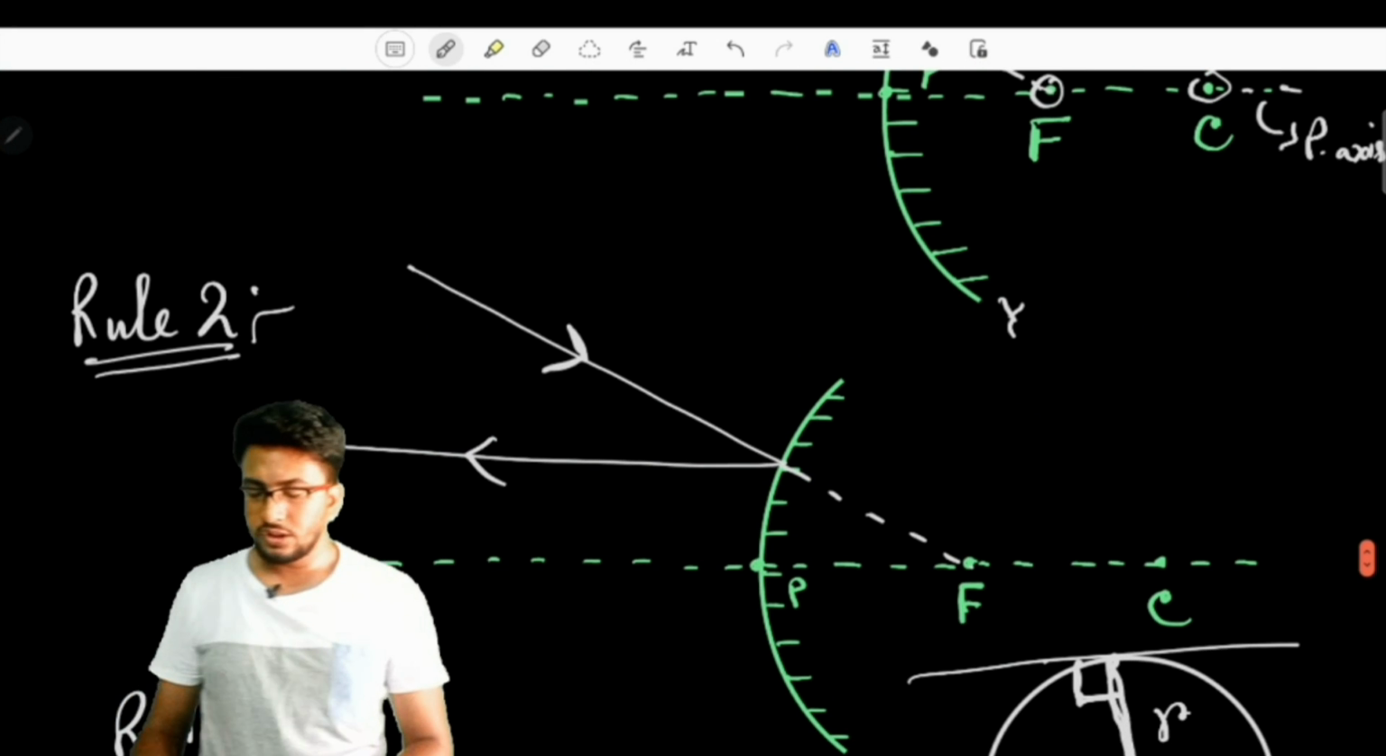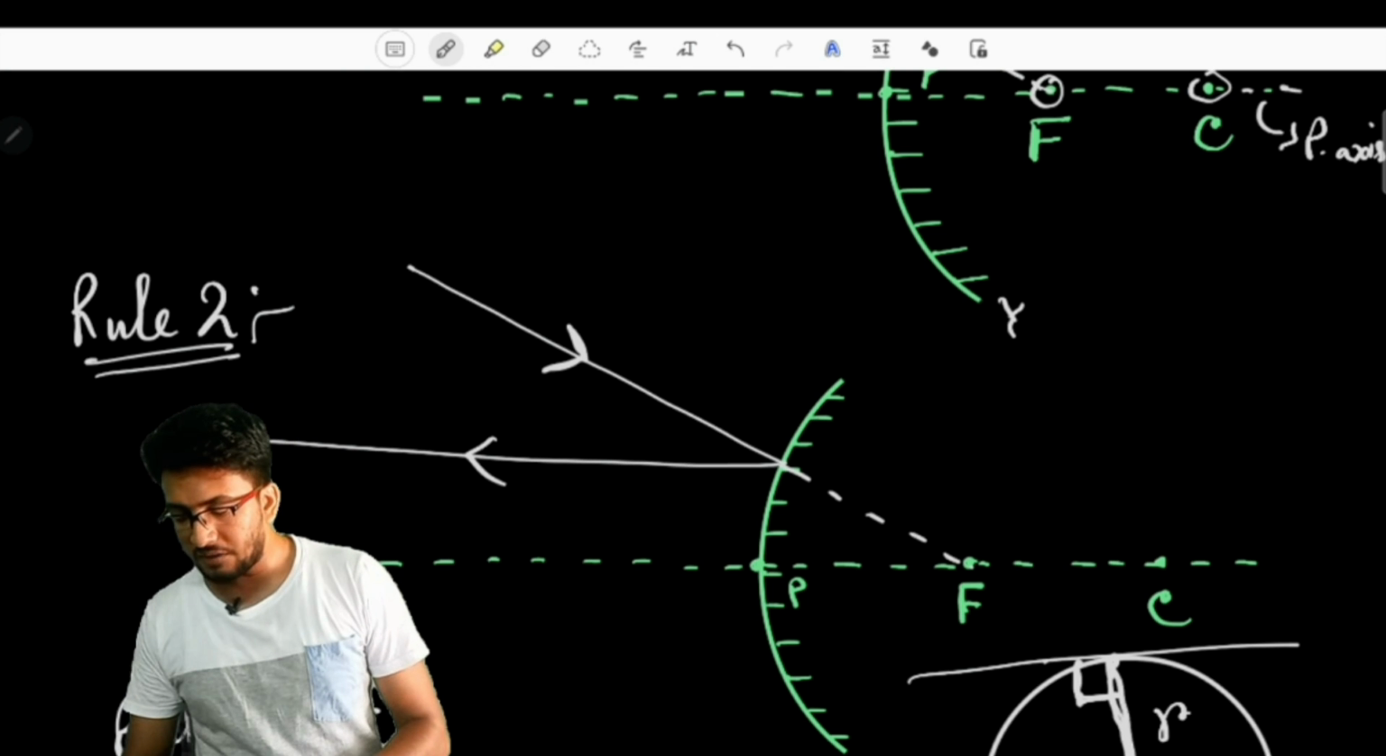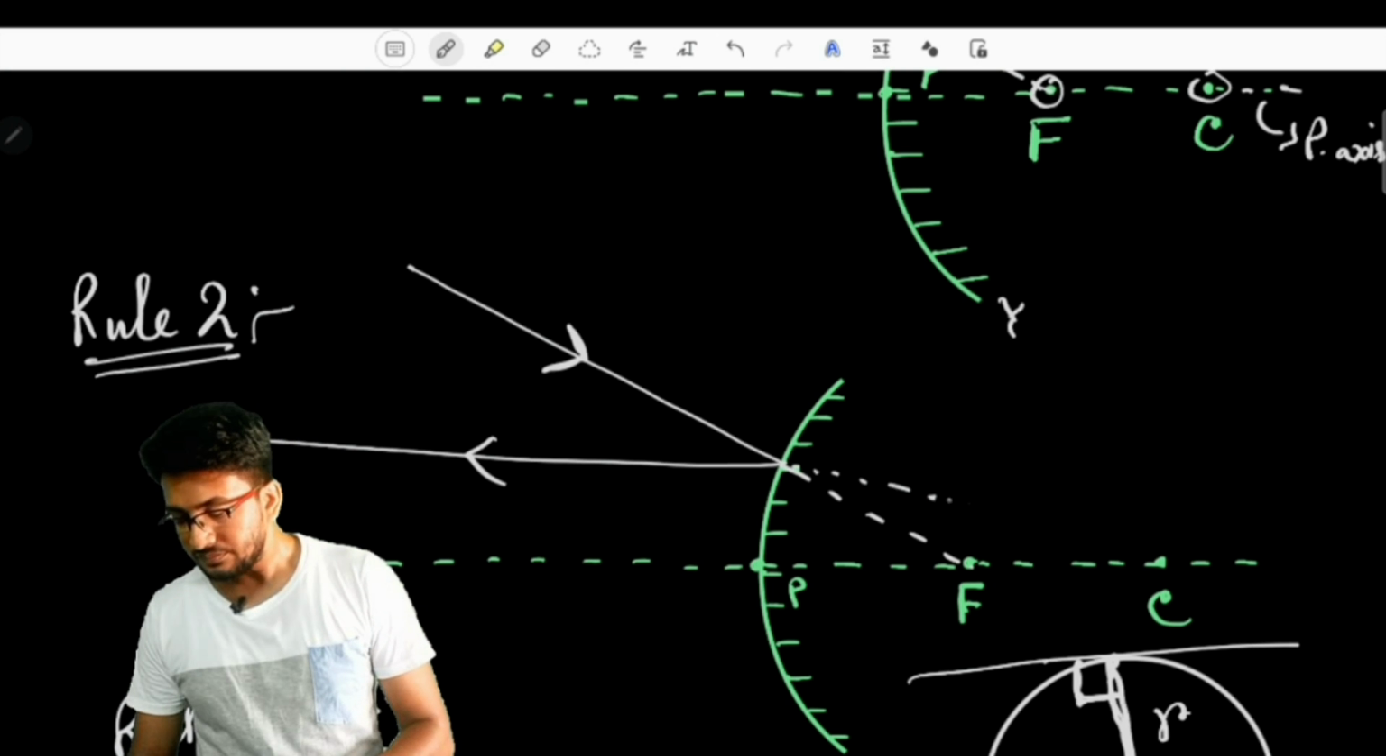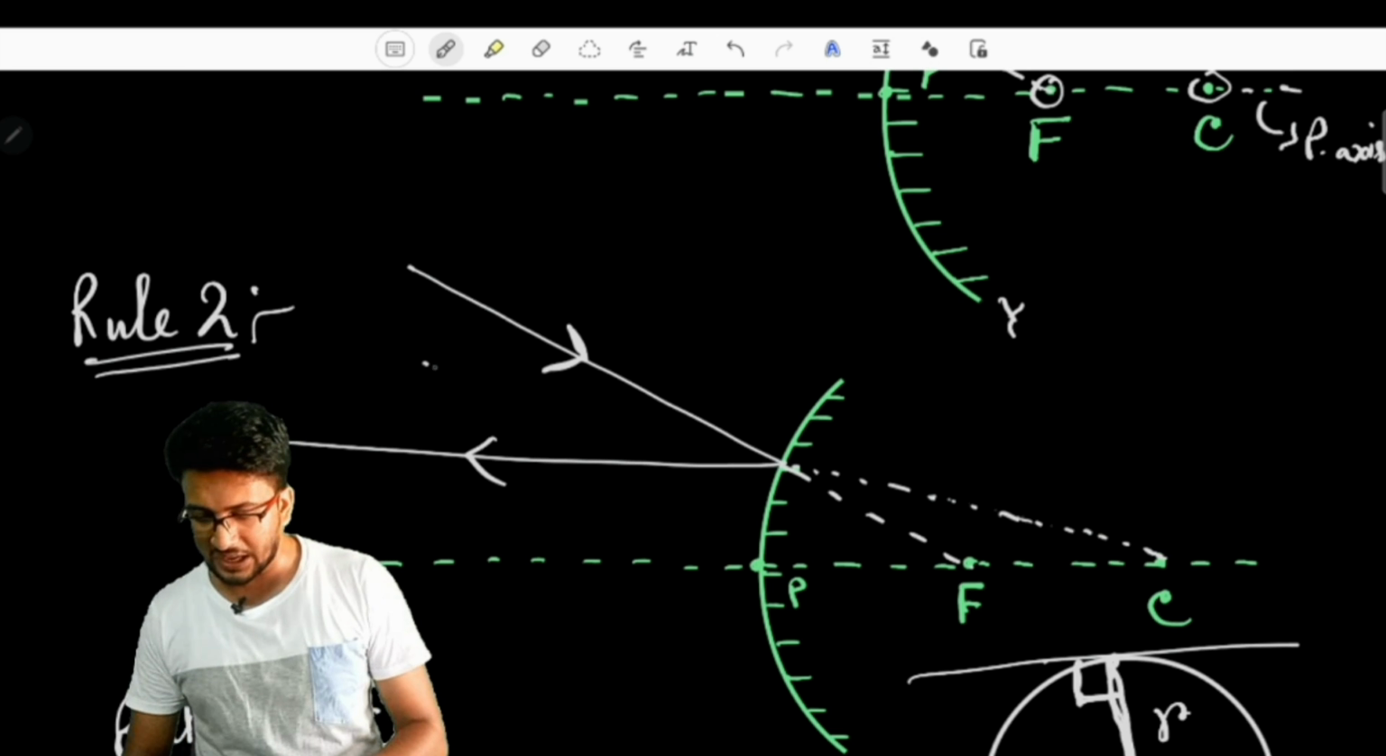In this case also the laws of reflection are maintained. How? If I try to draw the normal, then how do I draw the normal? In this manner I need to draw.